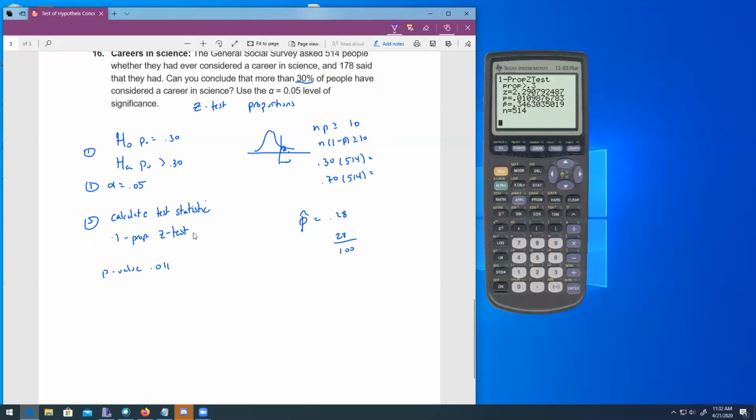Proportions, let's finish writing this out. My p0 was 0.30, my x was 178, my n was 514, and we used the right-hand side there. Okay, so that was step 3. Step 4, p-value versus alpha. Which one's bigger? We have 0.011 versus 0.05.